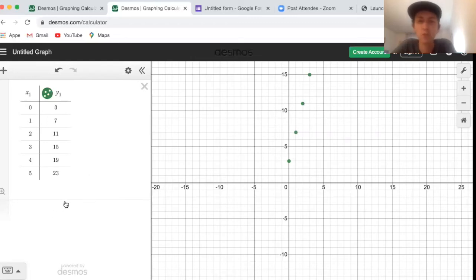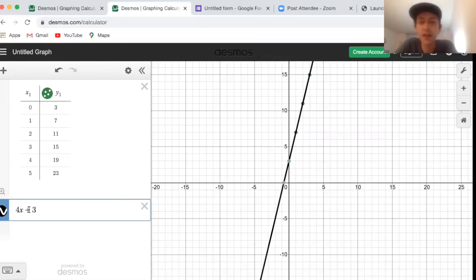So all of these are points. And what is the rule of this situation I just gave you? Well, the common difference, as we said, is 4, and the initial value is 3. So what we could say is the rule is 4x plus 3. And check that out. When I type it, it actually draws a line right through all these points. Let's do one more quick example.